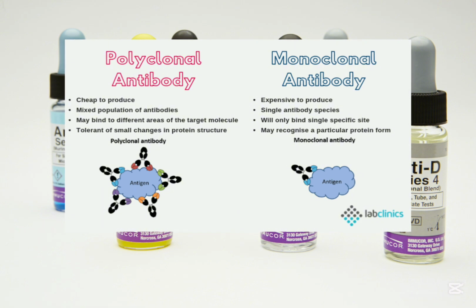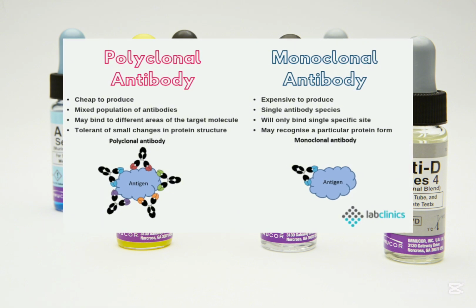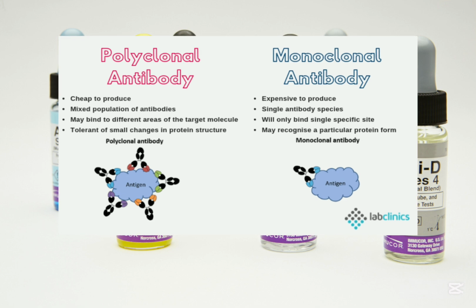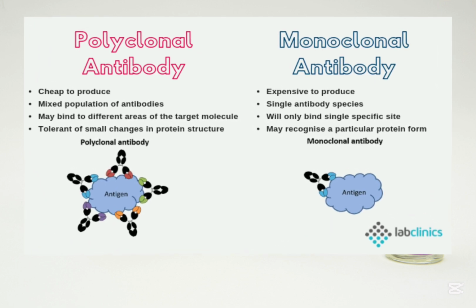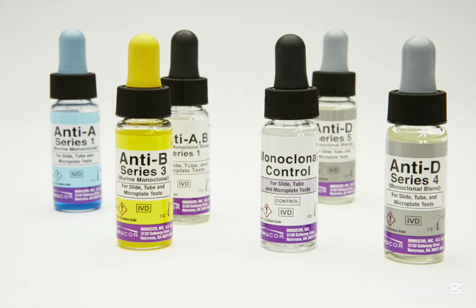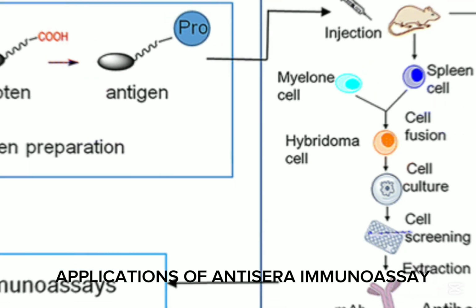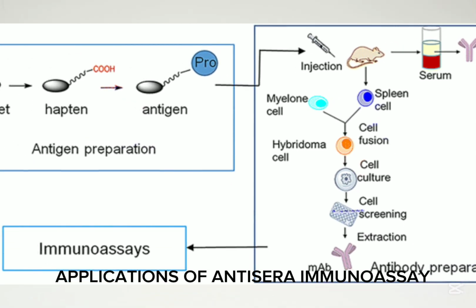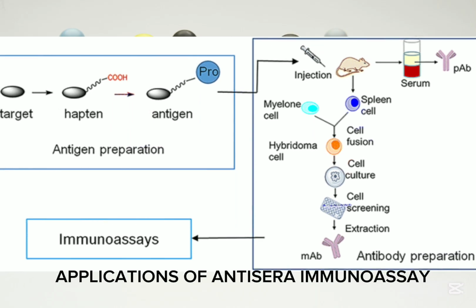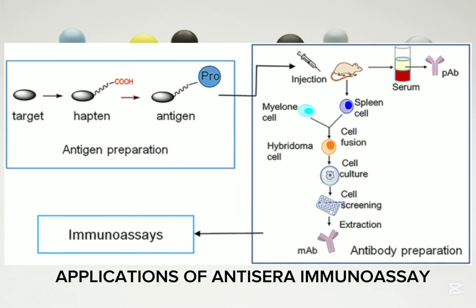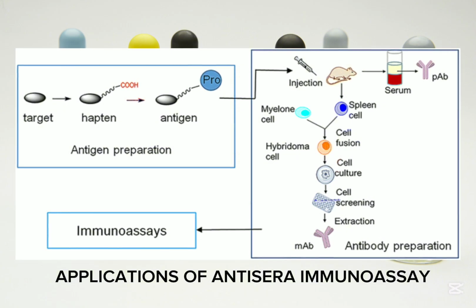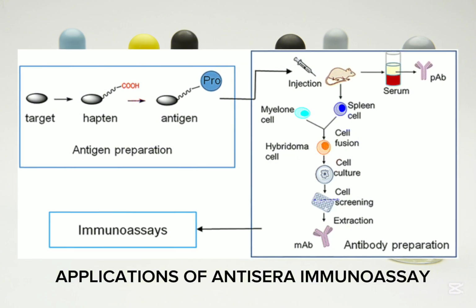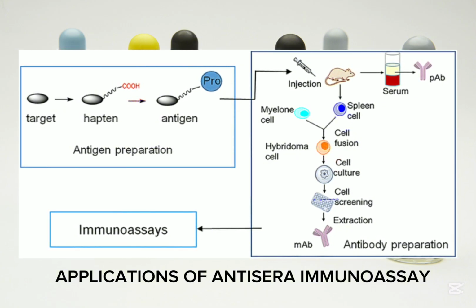Secondly, we have monoclonal antisera. These monoclonal antisera are produced by cloning a single B cell that is specific to a single epitope of an antigen. Now we go to the application of antisera in immunoassays. We have the enzyme-linked immunosorbent assay, which is the ELISA. It is used to detect and quantify antigens, e.g. the proteins, viruses, and hormones in a sample.